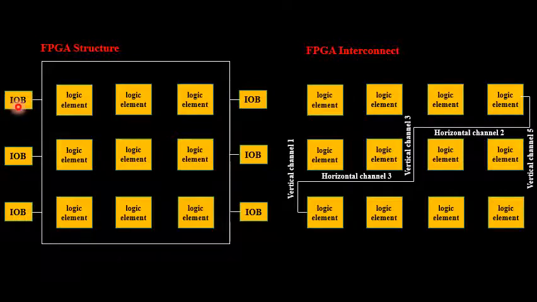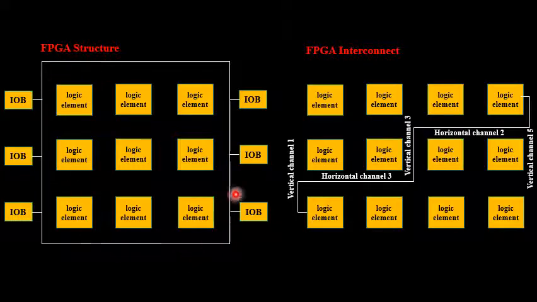So in general, if I take the structure of any FPGA fabric, it will have mainly three elements. One is the combinational logic, the second is the interconnects, and the third is the IO pins or IO blocks. Let us discuss these three in detail.